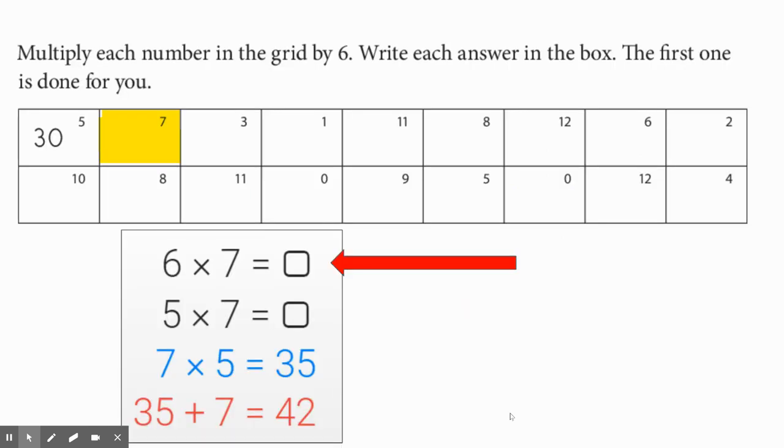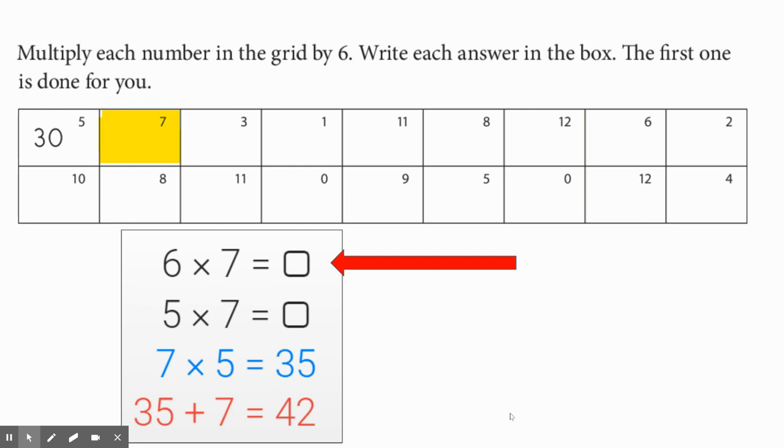All right, so we're going to take some time to work through a problem together, maybe two, and then I'm going to ask you to do some work on your own. So, let's multiply each number in the grid by 6. Write each answer in the box. The first one is done for you. So they have 6 times 5 is 30.